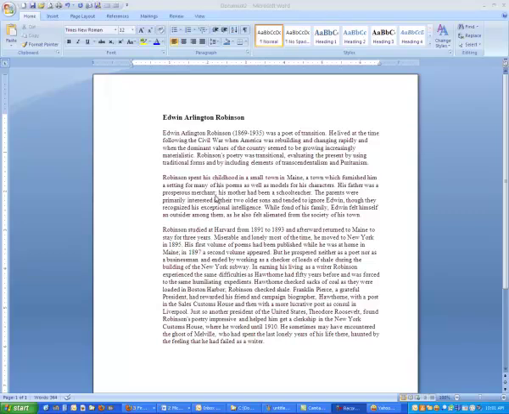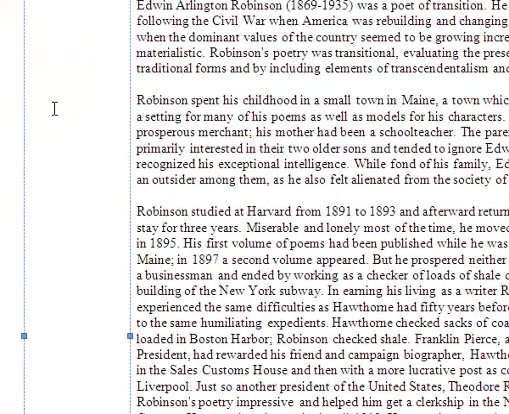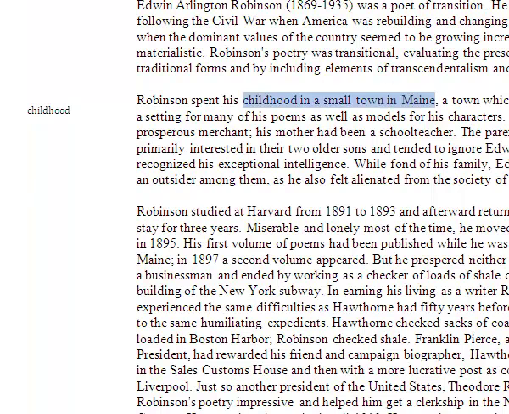So I might notice that in the second paragraph, it's talking about this person's childhood. So I'm going to go down, and if I was on a piece of paper, I would write "childhood," okay, because that discusses his childhood. I might even think that's important enough to highlight it. So I'm going to highlight that with my highlighter.